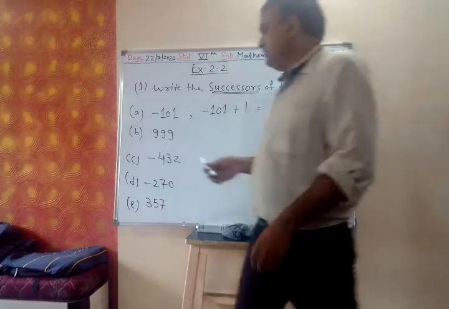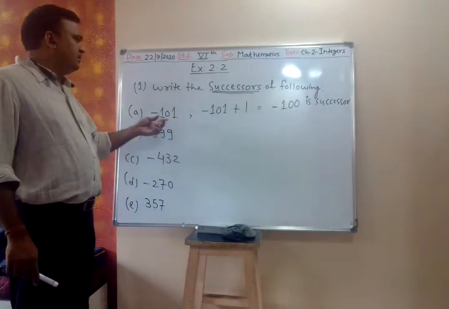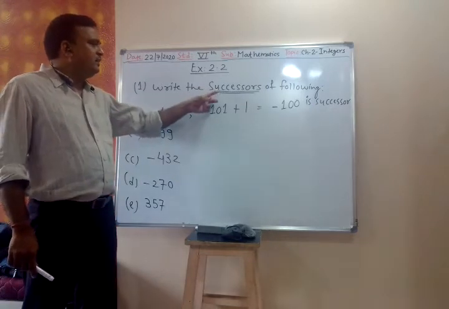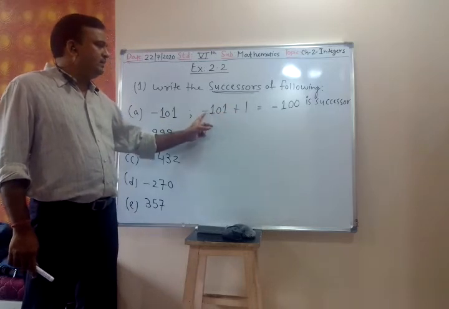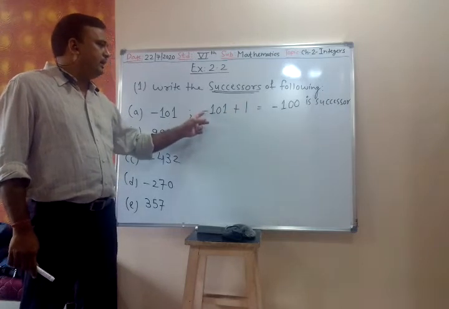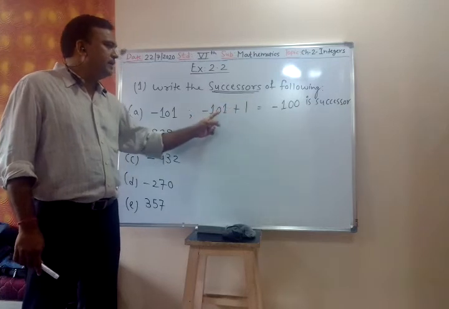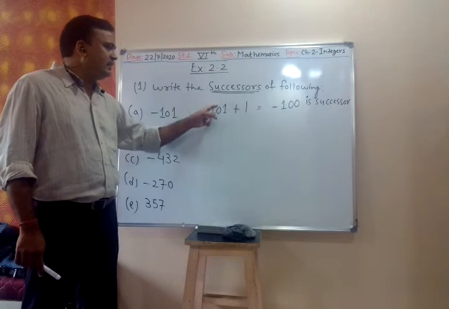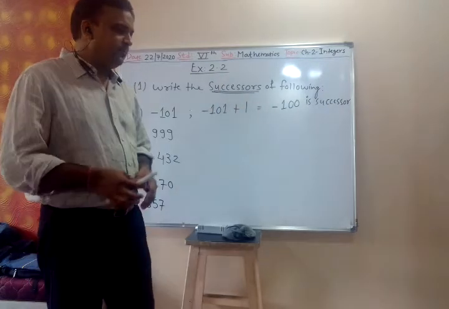Now to find successor of minus 101, that is what I am explaining, you listen properly. Minus 101, to find successor, we add 1. Sign of 101 is minus, sign of 1 is plus. So whenever they have opposite sign, we subtract smaller number from bigger number. So 101 minus 1 is 100, and take the sign of bigger number. Bigger number sign is minus, so it will be minus 100.